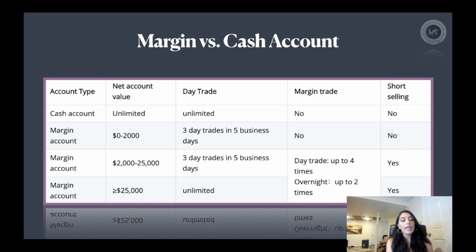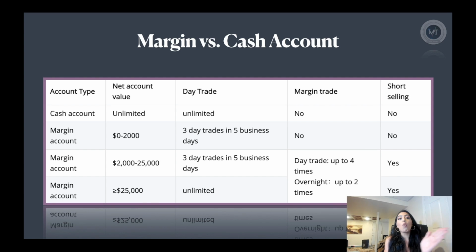Now, for a margin account, it's a couple different things. For a margin account, you fall under the PDT rule. What the PDT rule means is that if you have a margin account with less than $25,000 in it, you can only take up to 3 day trades in 5 business days, okay? So with less than 25,000, you're only allowed to take 3 day trades in a 5 day business period. You cannot take more than 3 day trades in a 5 day business period.